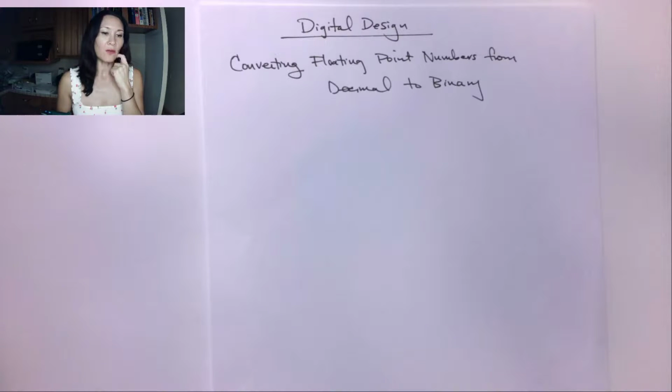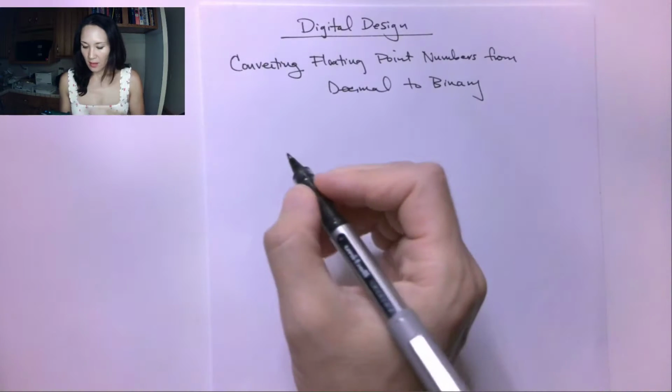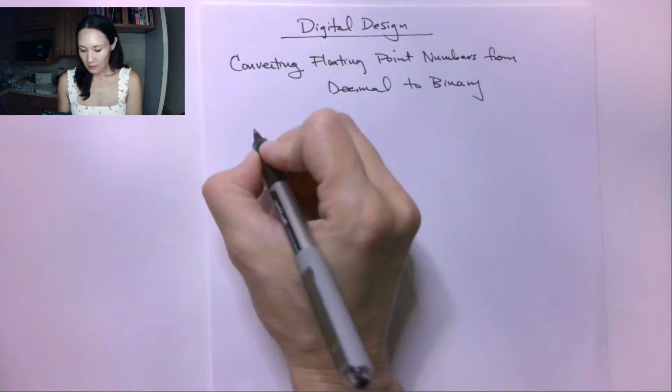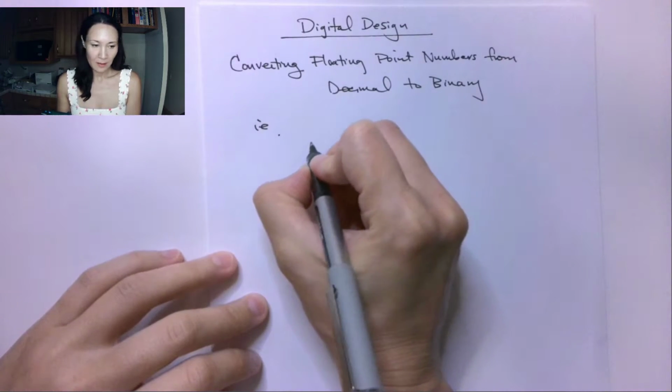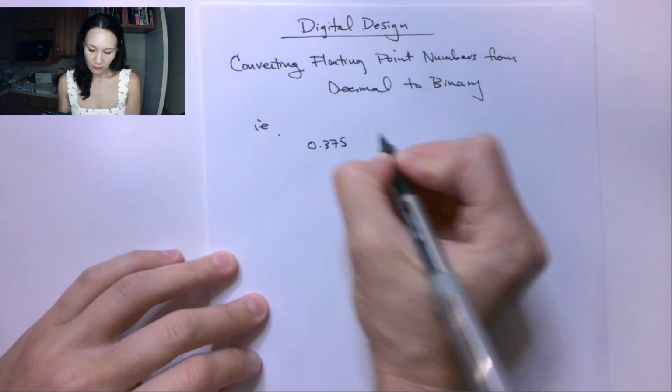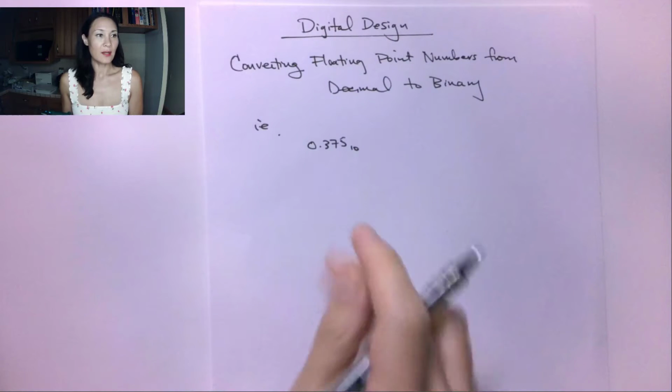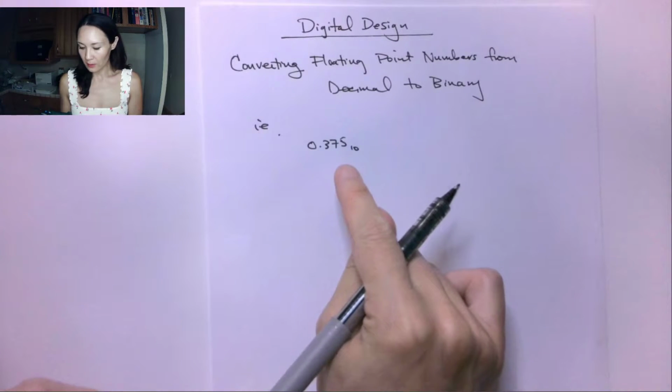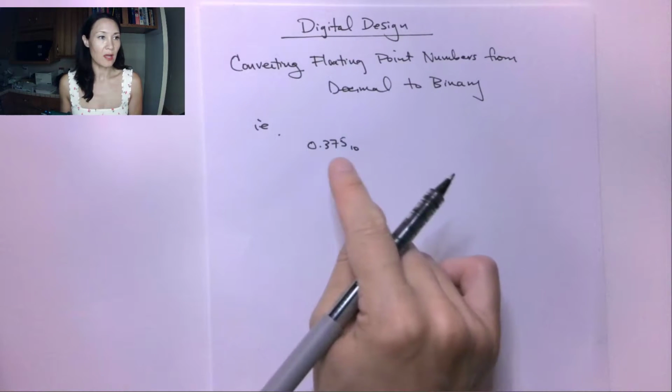We've seen how to convert an integer decimal base 10 number to binary using the iterative division algorithm. But what if the base 10 number is less than a whole number, i.e., something like 0.375 in decimal? So how would we convert a number like this to binary?